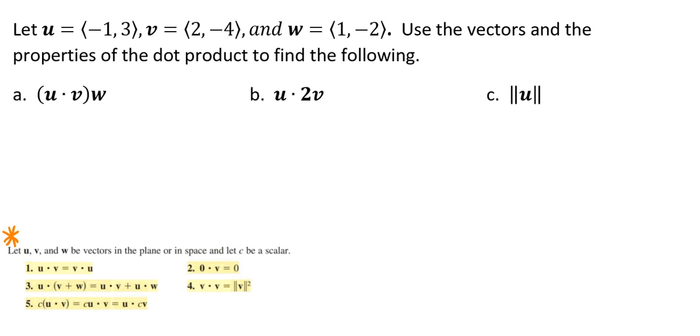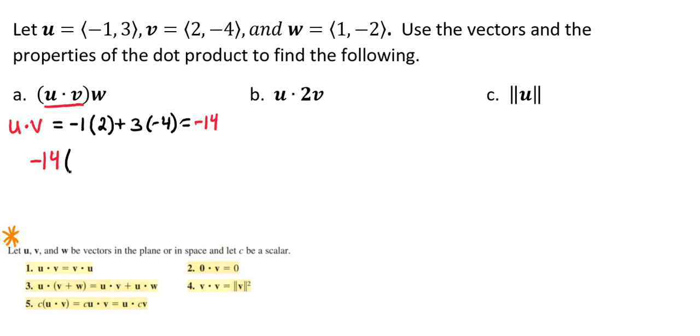So in problem A, we see that we have a vector times a vector times a vector, and we don't really have a property that goes with that. But we do know that we can find the dot product of our u times v, and since that's inside the parentheses, we're going to find that first. So we have -1 times 2, and then 3 times -4, and then we're going to add those together to get -14.